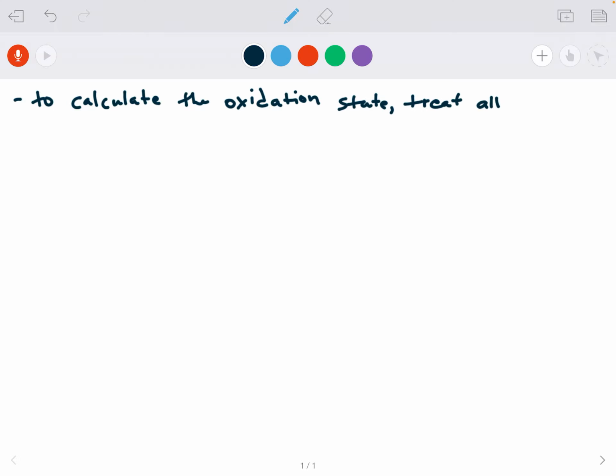Hi, in today's video I'm going to go over oxidation states and how to calculate the oxidation states of atoms in a compound. So to calculate the oxidation state, treat all bonds as purely ionic.